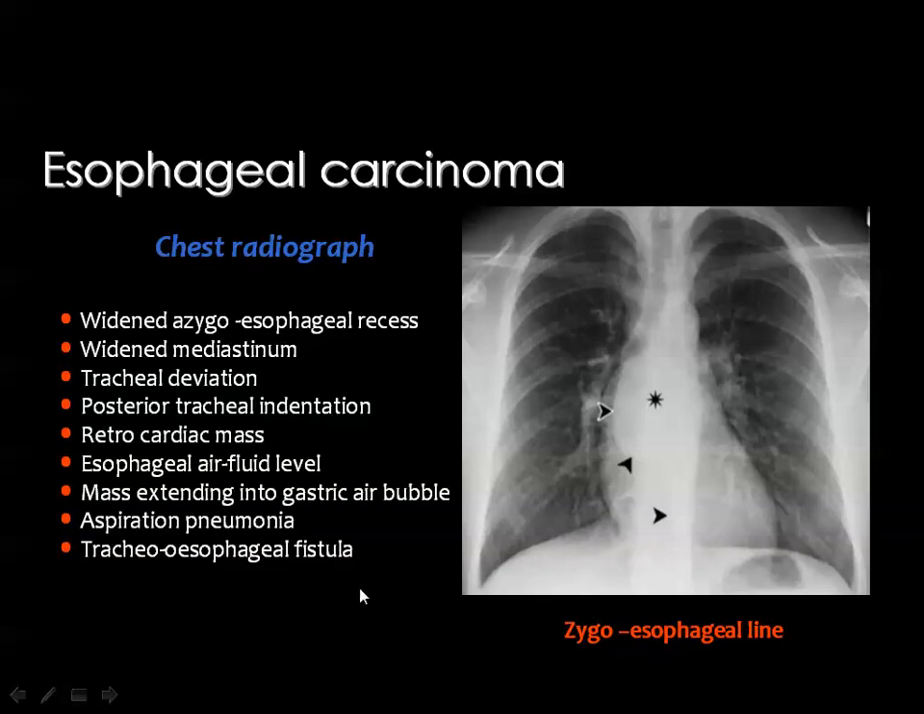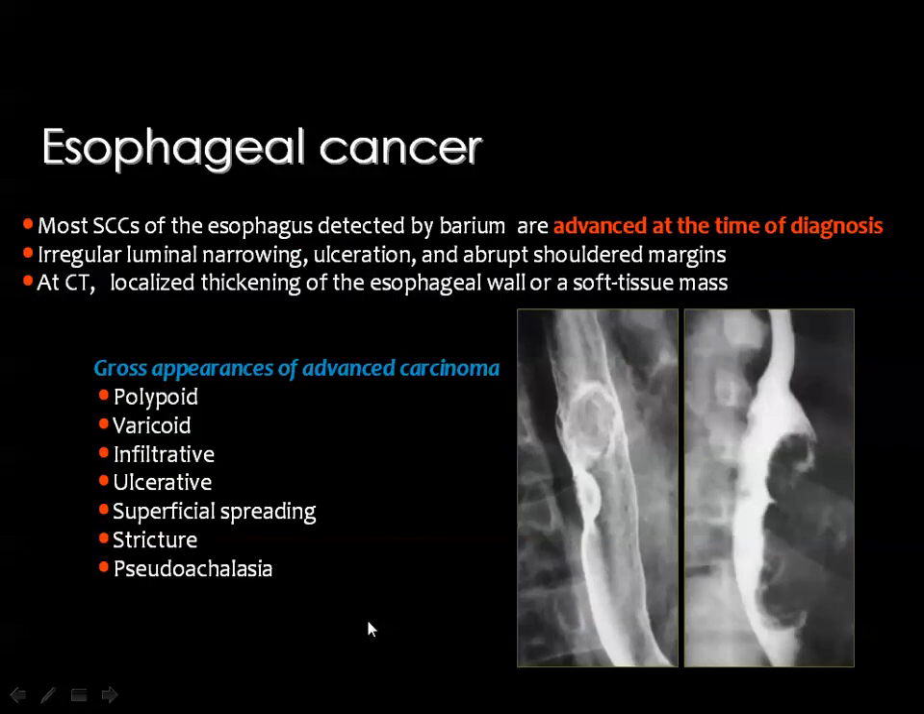Then on the chest radiograph, sometimes, if the tumor is large and it displaces the normal anatomic lines in the mediastinum, there may be widening of the azygoesophageal recess, widening of the mediastinum, tracheal deviation, posterior tracheal indentation, retrocardiac mass, air fluid level in the esophagus proximal to the tumor, and the lesion may extend into the stomach, as seen here by the gastric air bubble. Sometimes we see aspiration pneumonia due to obstruction, and maybe tracheoesophageal fistula.